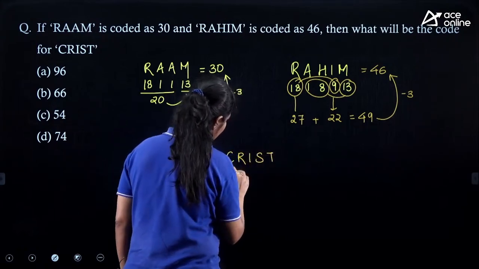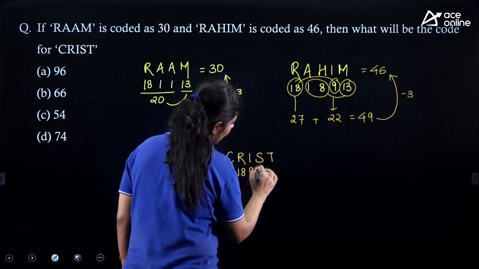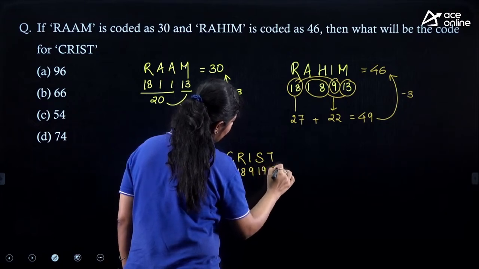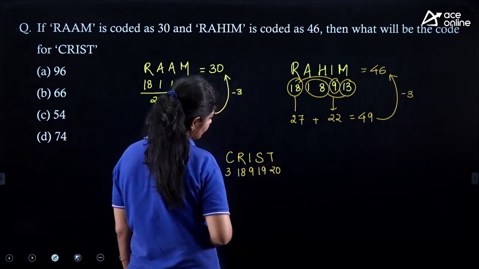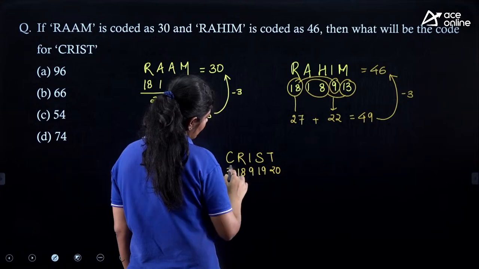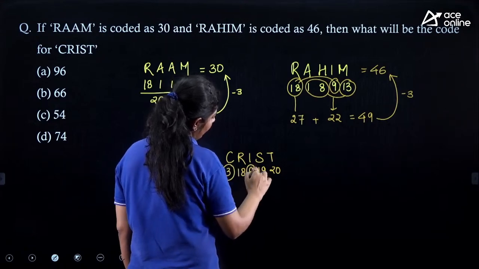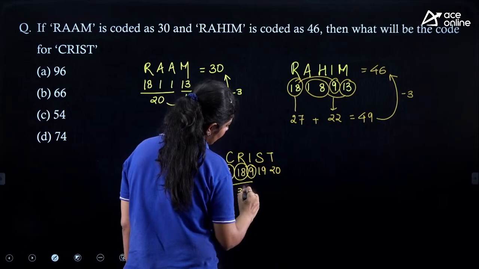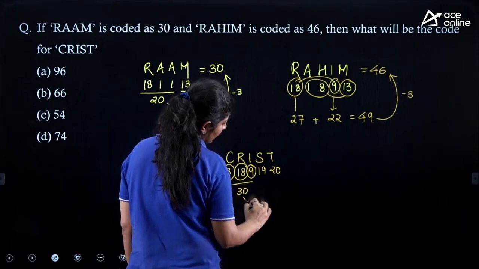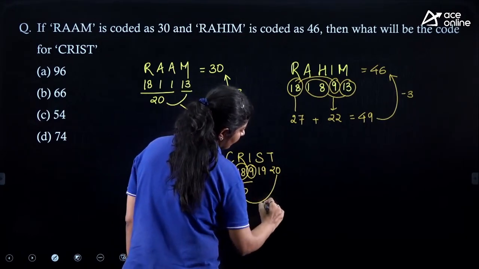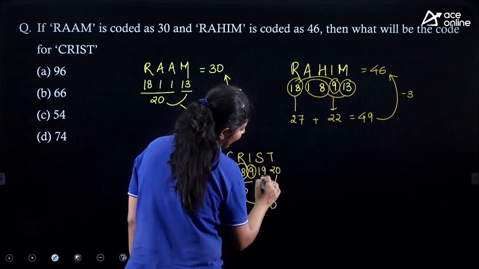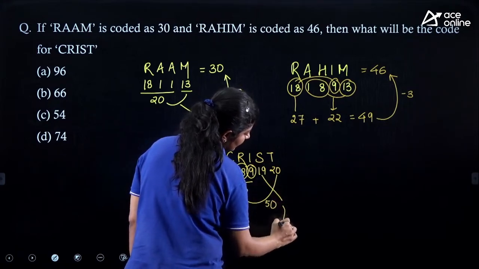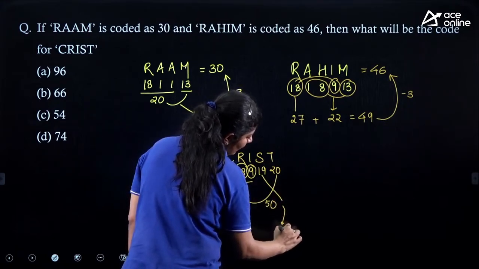The word Christ. So 3, 18, 9, 19 and the 20, right? Okay. So this is nothing but 12, 12 and 18, this is nothing but 30, right? 30 and 20, which is nothing but 50, 50 and 19, this is nothing but 69.